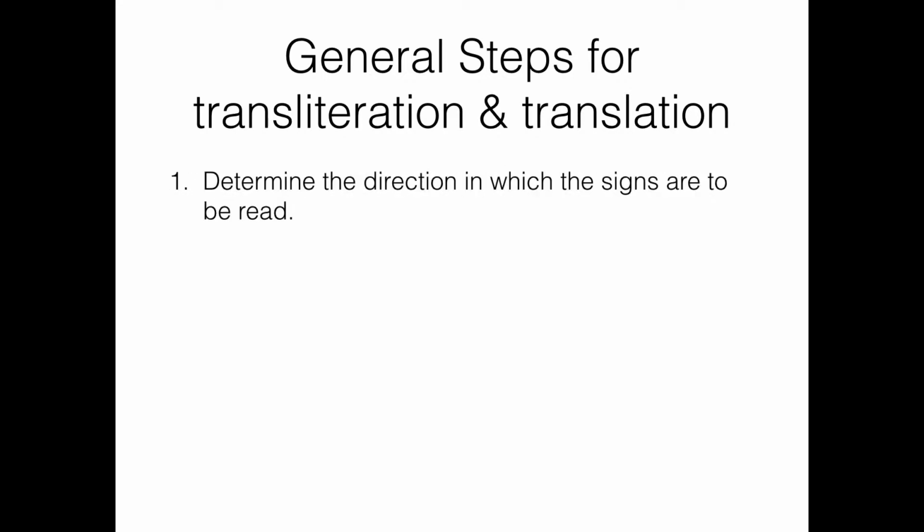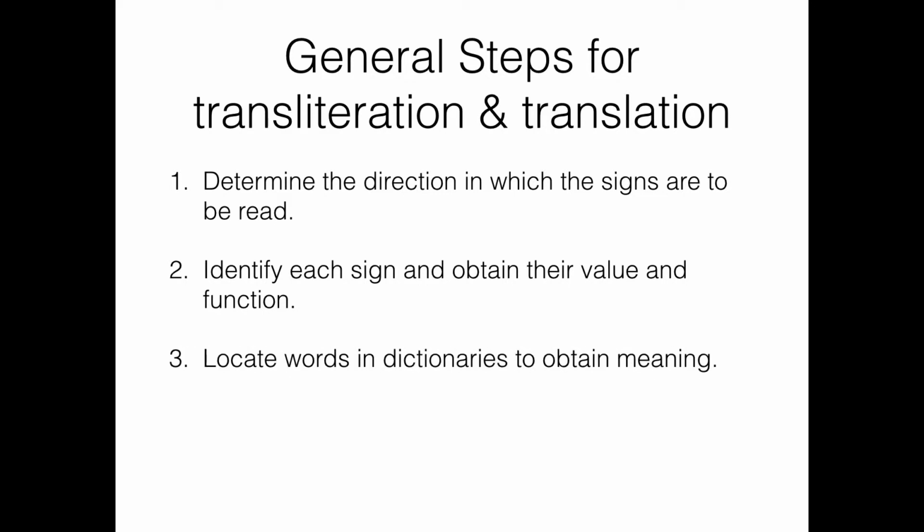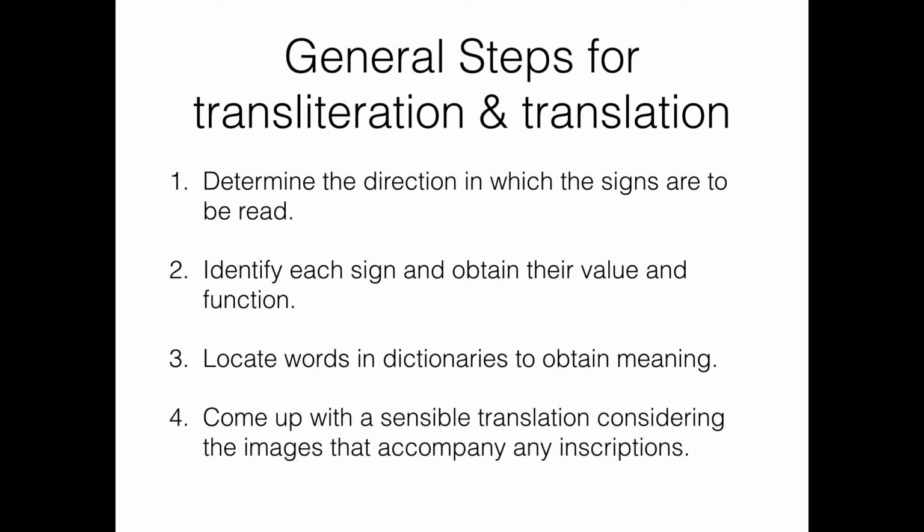With that said, I want to reiterate the general steps for transliteration and translation. Step 1, we have to determine the direction in which the signs are to be read. Step 2, identify each sign and obtain their value and function. Step 3, which is what we just went over, is to locate words in dictionaries to obtain meaning. And step 4 would be to come up with a sensible translation considering the images that accompany any inscriptions.